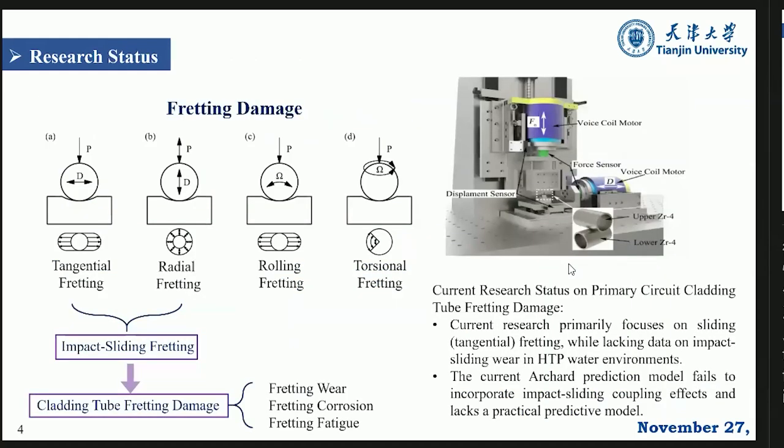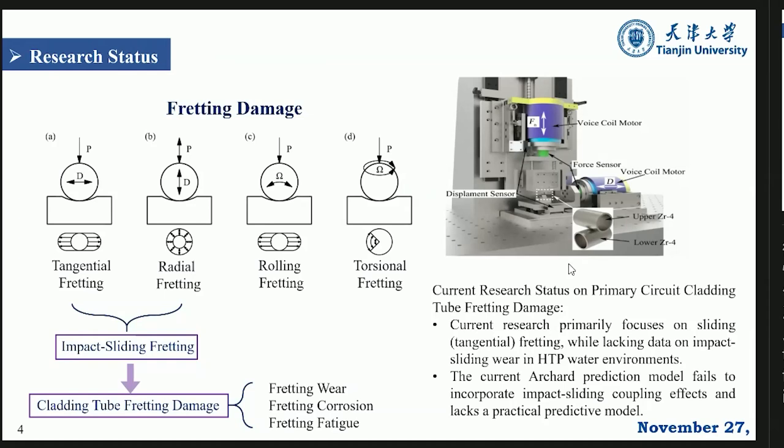But for the fretting damage, we still have some problems. We should check the modes of fretting damage. Generally, we can separate fretting damage into tangential fretting, radial fretting, and even rolling and torsional fretting. But because we focus on vibration, we can have two kinds of forces, which come from the normal direction and the tangential direction.